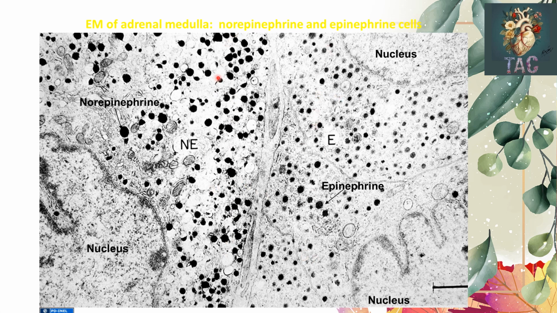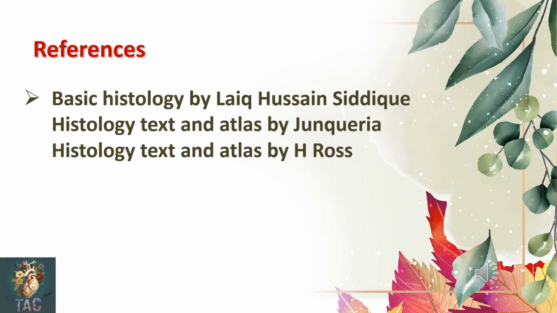These granules contain the hormone, the norepinephrine or epinephrine, which is secreted, but the granules in the cells which secrete norepinephrine are more numerous and larger and more dense. So this is a feature which differentiates the cell which secretes norepinephrine from the cells which secrete epinephrine in electron micrographic picture. So here I complete my today's class and also the endocrine system.